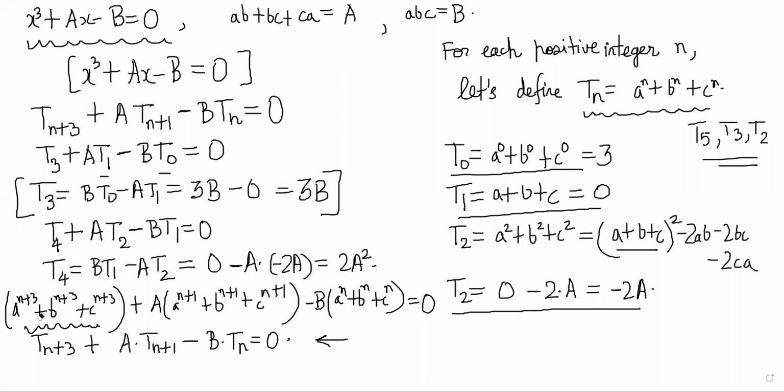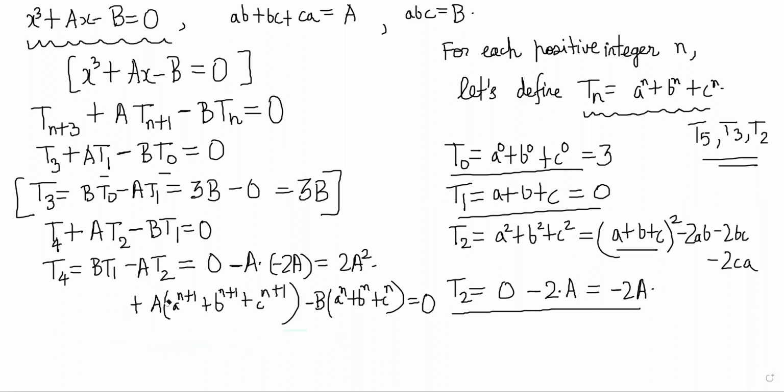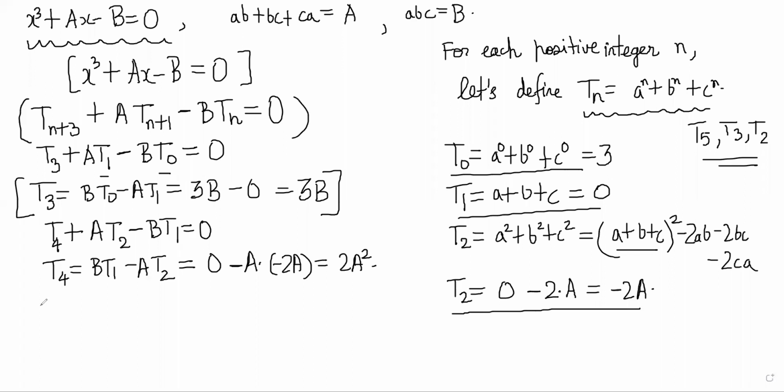So once I have T4 also, I'll be able to now find T5. How do I do that? I will just put n equal to 2 in the original relation. So n equal to 2 in this relation. So that will become T5 + A T3 - B T2 = 0, right? So T5 will be equal to B T2 - A T3.